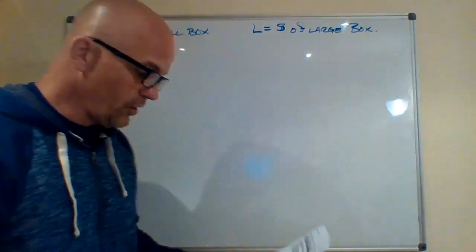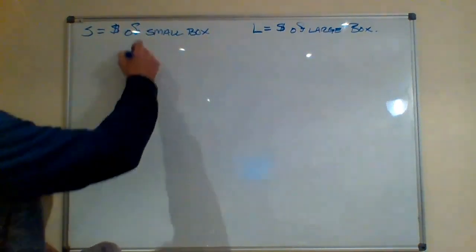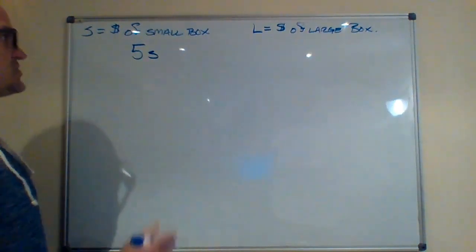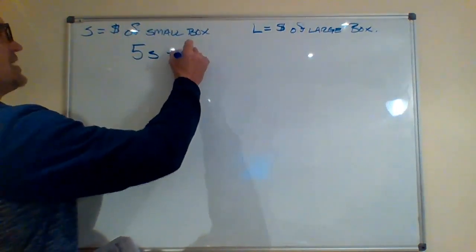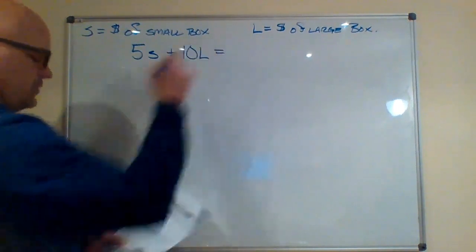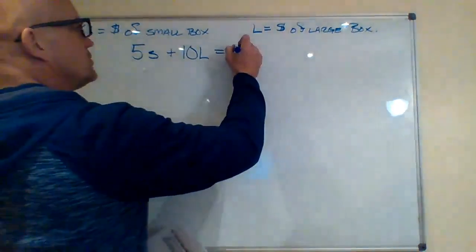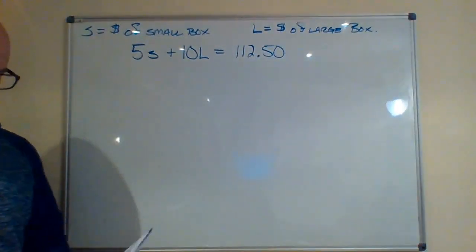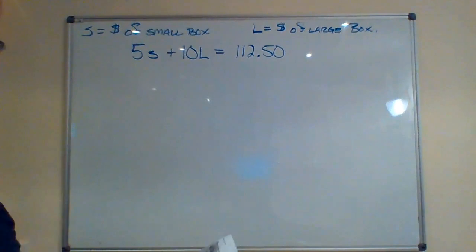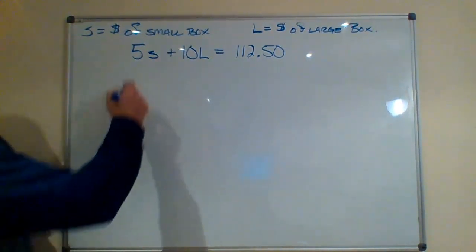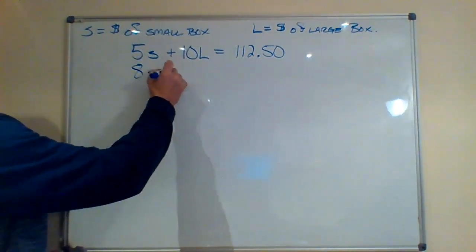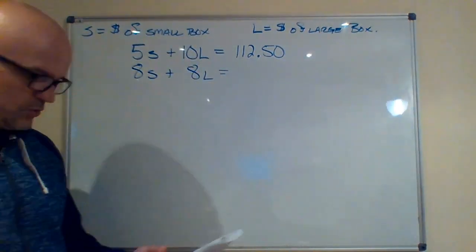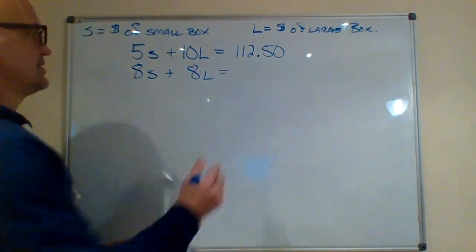We'll start with Earl. Earl sold 5 small boxes. So 5 times the cost of the small boxes, plus he sold 10 large boxes. So 10L equals the total amount of money he made, which was $112.50. Then we'll go to Pete. Pete sold 8 small boxes and 8 large boxes. So 8S plus 8L equals his grand total, which was $108.